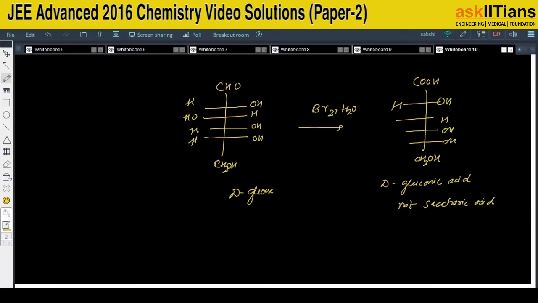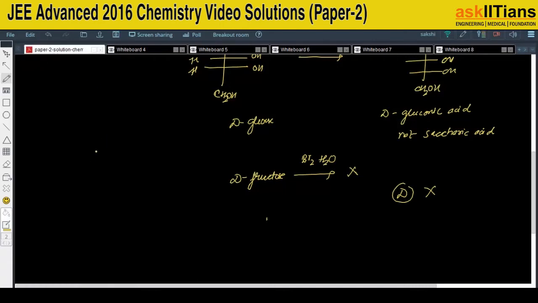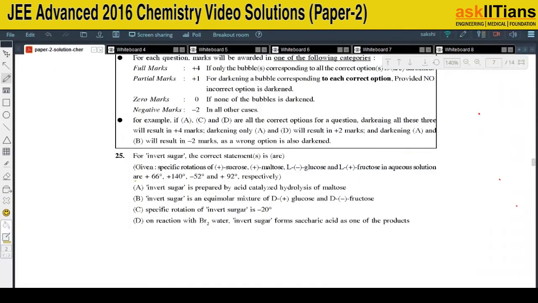Whereas if I start with D-fructose, since there were two components, you can very easily say that it will not be reacting with bromine water, and hence option D is not the correct option, because option D says that on reaction with bromine water, invert sugar forms saccharic acid as one of the products, and you have seen that it is not forming saccharic acid. So for this question, I will ask you to mark option B and option C as the correct options.